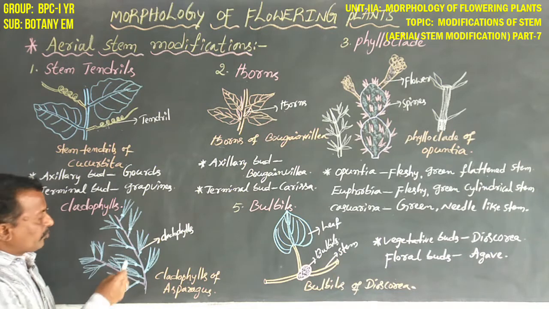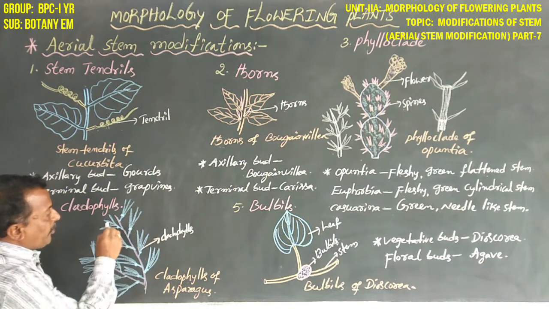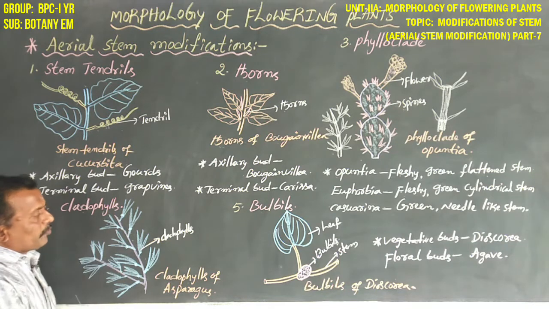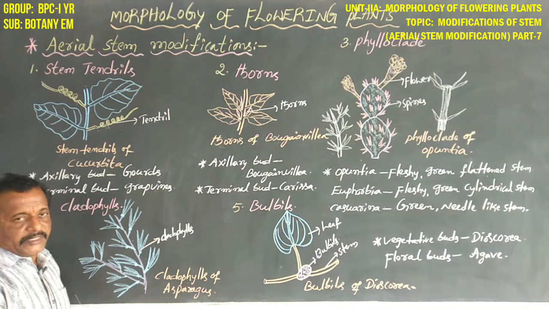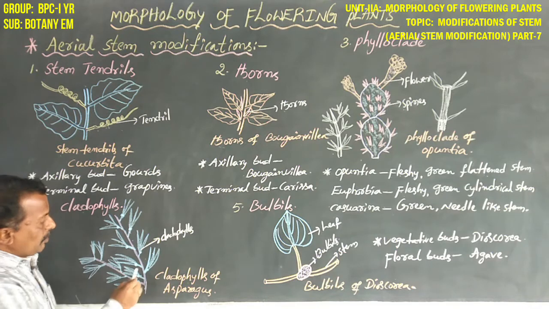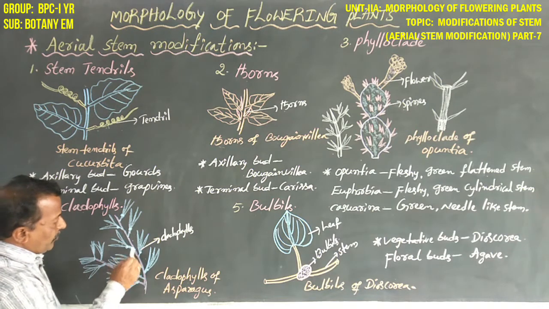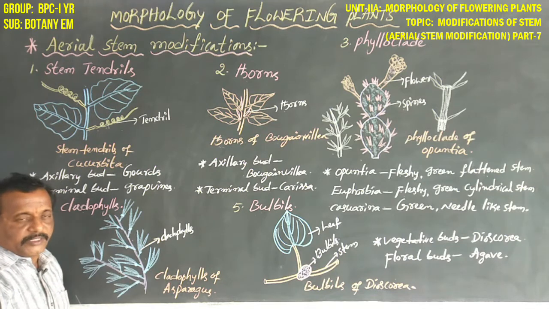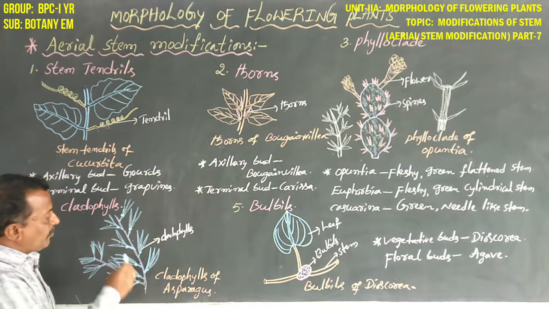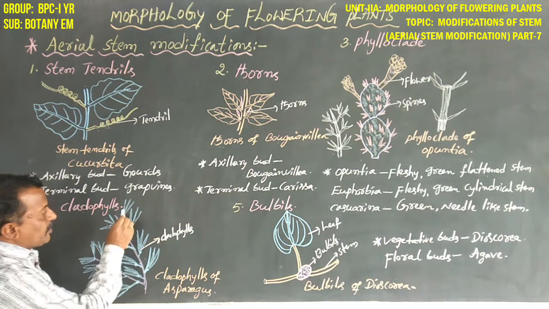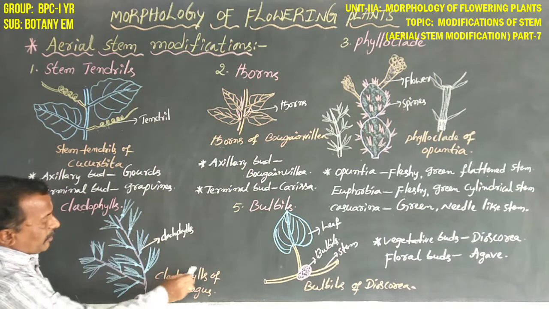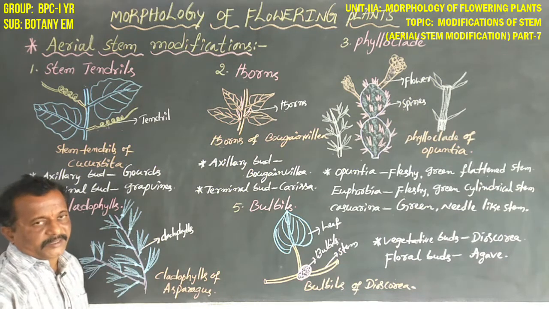In this cladode, the green branch performs photosynthesis to make its own food materials. The cladode, the branch of limited growth, is always green in color to make its own food materials. This is a cladode of asparagus.